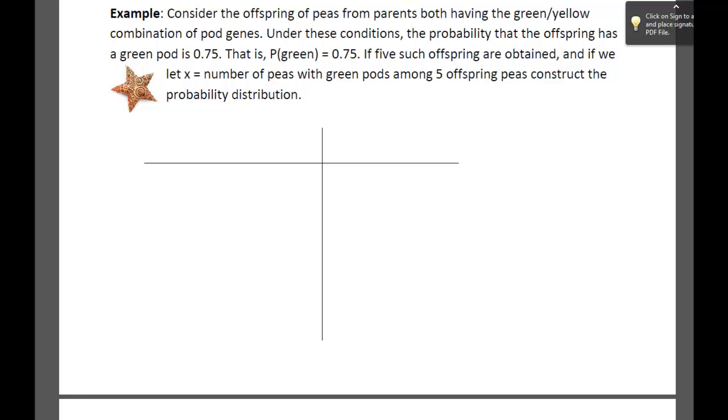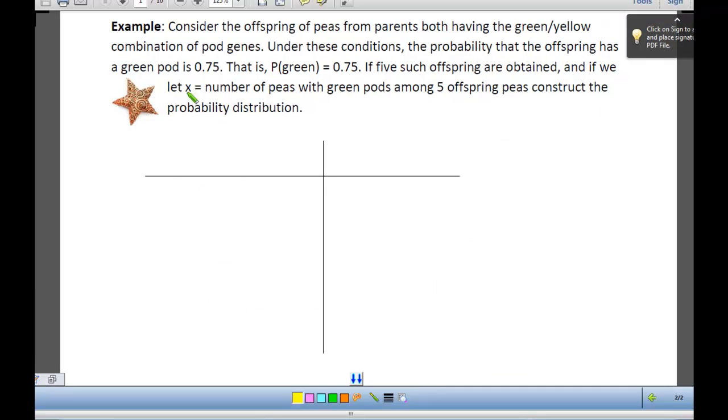If five such offspring are obtained, and if we let X equal the number of peas with green pods, right here we define that random variable. X is going to be the number of peas with green pods among the five offspring. They want us to construct the probability distribution. So we could do that.